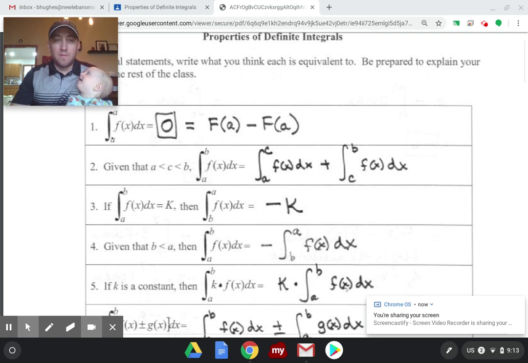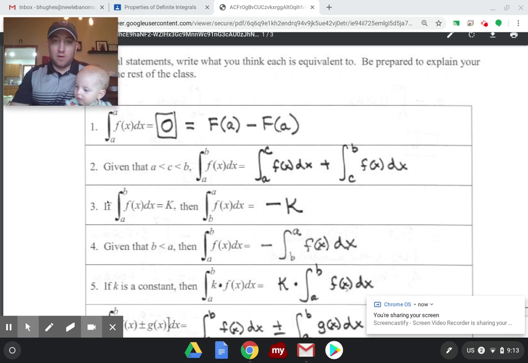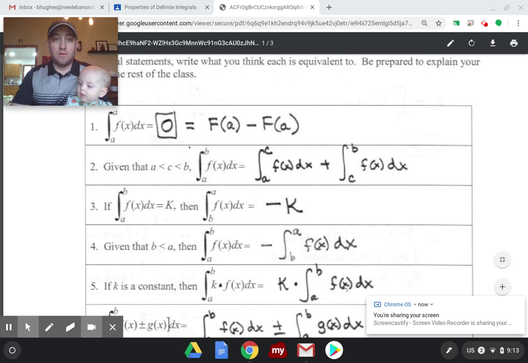Like number one, if you're finding the integral from A to A, of course, it's going to be equal to 0, because if you try and find the area underneath a curve from one point going to exactly the same point, there's no area underneath the curve, so you're going to end up with 0.